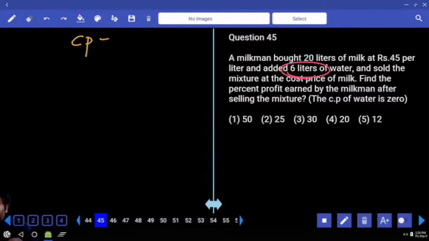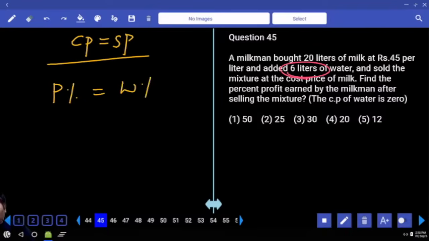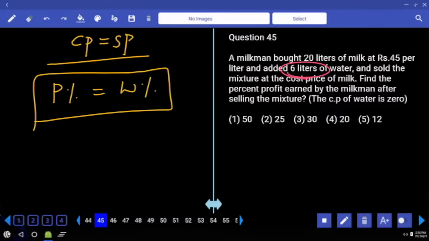This is the conclusion. When your cost price and selling price both are the same, your profit percentage will be equal to the water quantity that you add to the container. If you are expecting 50% profit, add 50% water. If you expect 100% profit, add 100% water. Every time, water percentage comparison should be with respect to milk.